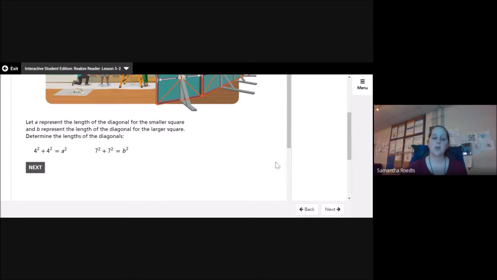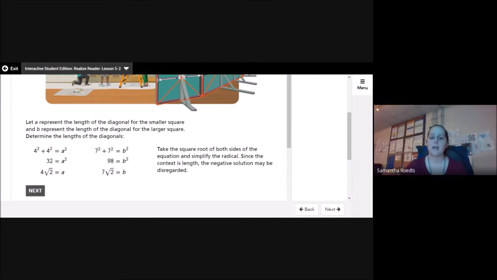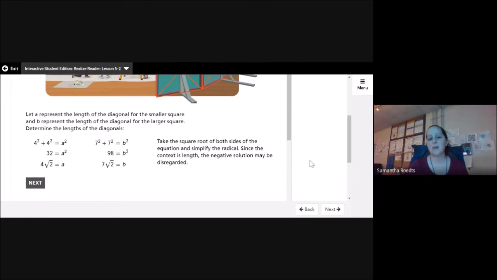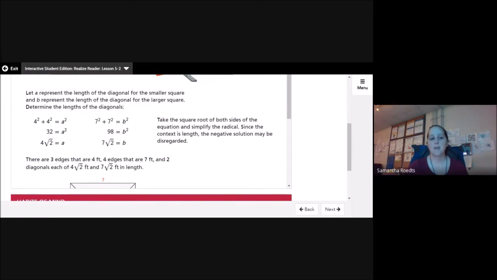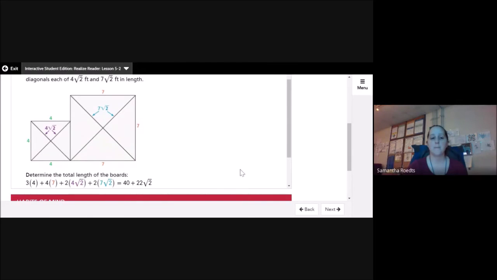So 4 squared plus 4 squared is A squared, 7 squared plus 7 squared is B squared. So 32 equals A squared, 98 equals B squared. Take the square root of both sides of the equation and simplify the radical. Since the context is length, the negative solution may be disregarded. So there are 3 edges that are 4 feet, 4 edges that are 7 feet, and 2 diagonals each of 4 square root of 2 feet and 7 square root of 2 feet.